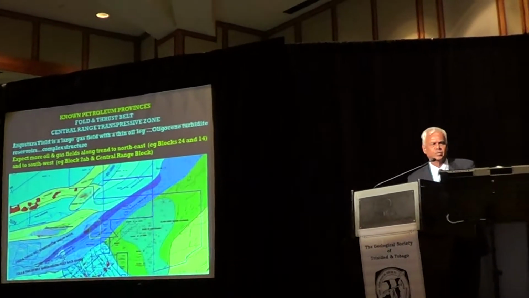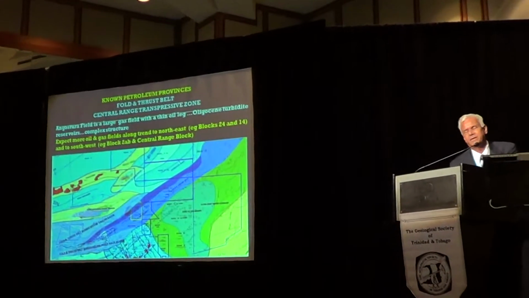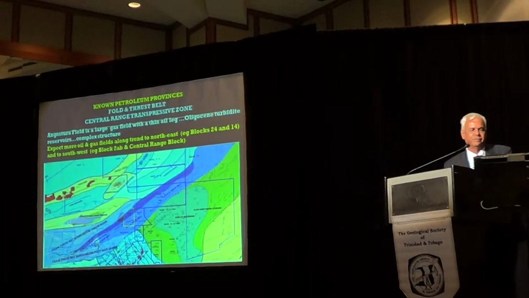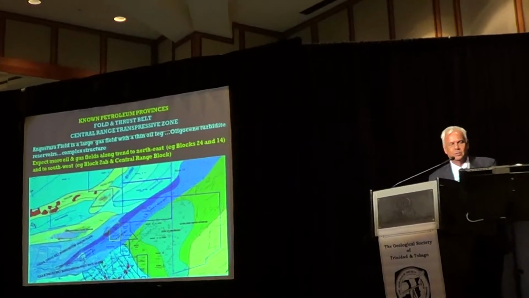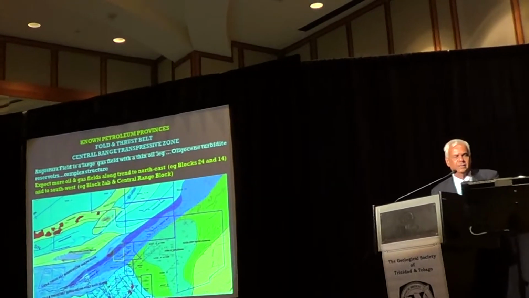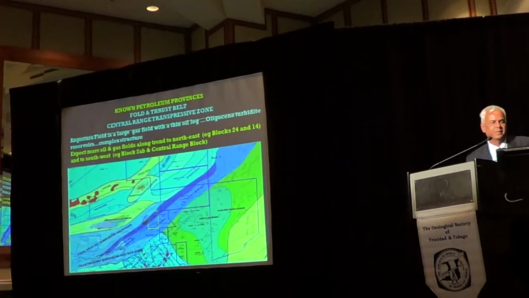Let's look now at the central range transpressor zone. The Angostura field is lower Oligocene. It's a large gas field with a thin oil leg. It's an Oligocene turbidite reservoir.